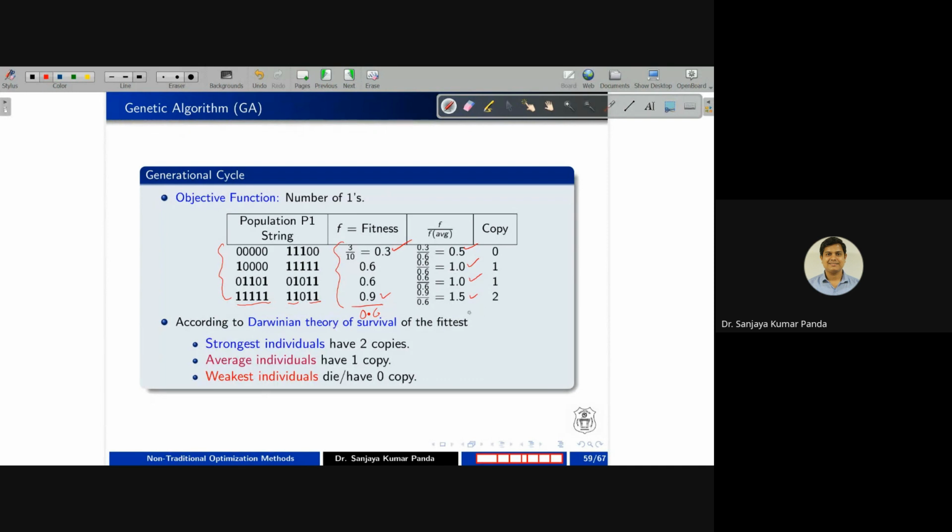So what it says is that if a value is higher, it is a maximization problem, so that will be repeated twice. These two values will be repeated one time, and this one we are going to discard. There is a theory which we call the Darwinian theory of survival, which says that the strongest individual should have 2 copies. This is the strongest individual, so it has 2 copies, and it is going to replace the first one. An average individual should have 1 copy, and those individuals which are weak will die, so we don't take any of their copies, right?